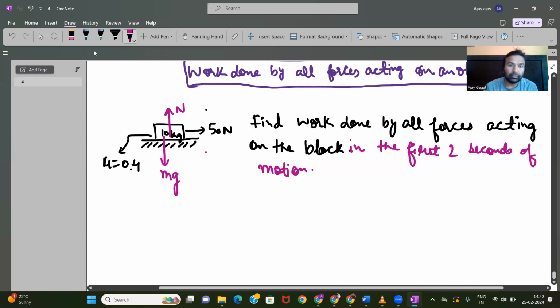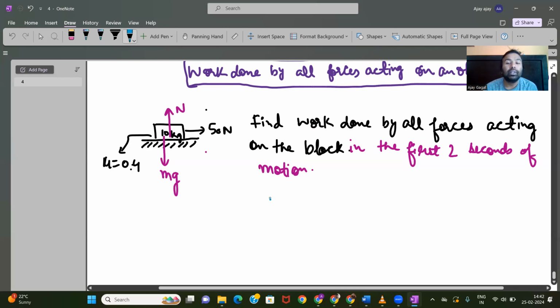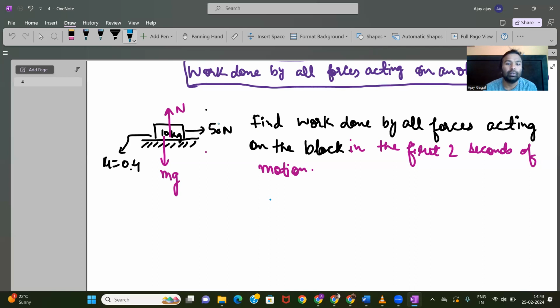So we remember that work done is simply F dot displacement. We can find out the displacement in the first 2 seconds. And this is how we are going to calculate the work done by each force.